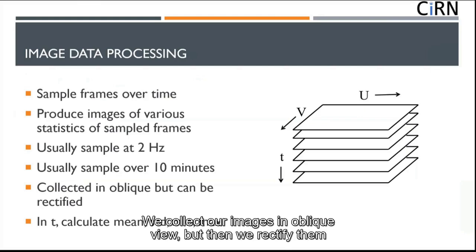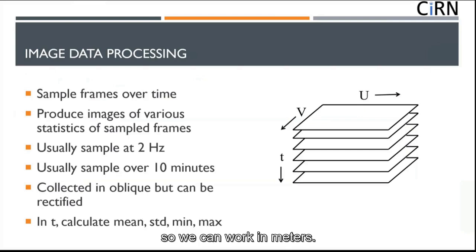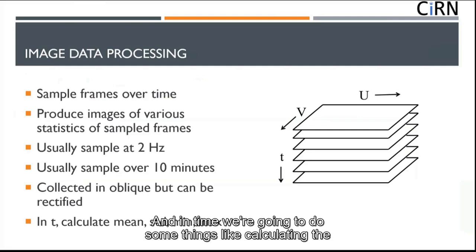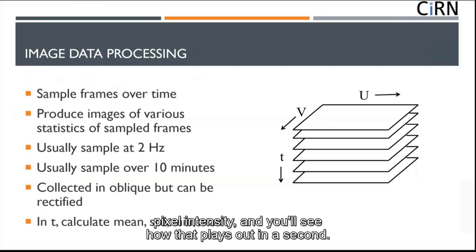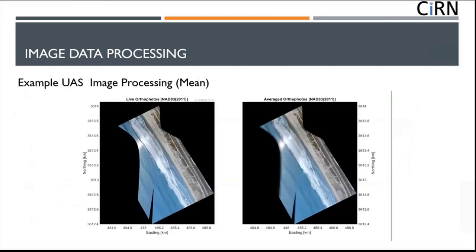We collect our images in oblique view, but then we rectify them so we can work in meters. And in time, we're going to do some things like calculating the mean, the standard deviation, the minimum, and the maximum pixel intensity. And you'll see how that plays out in a second.